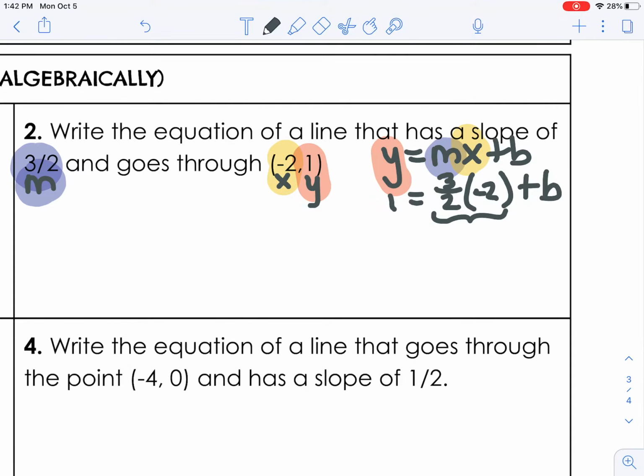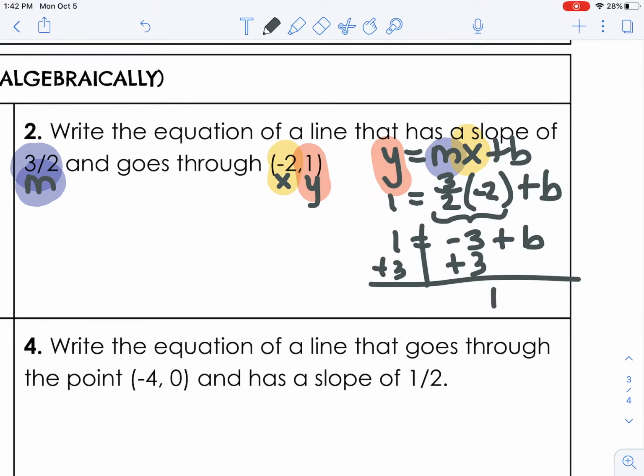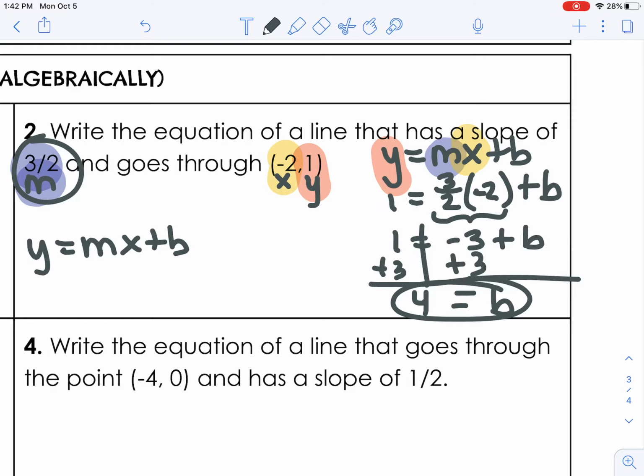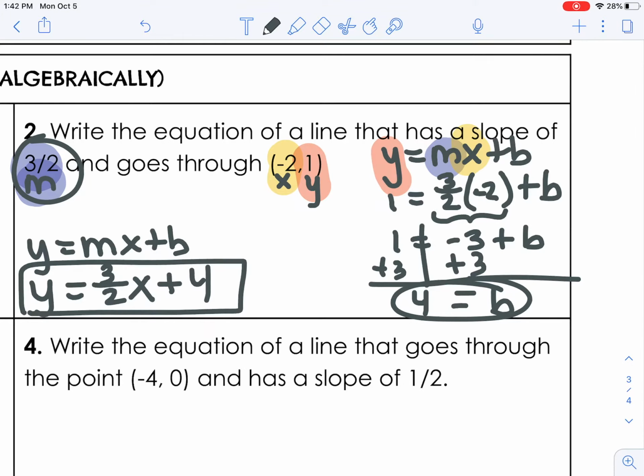So now we multiply these two. 3/2 times -2 is -3. You can use a calculator if you need it. And to get b by itself, this says -3 plus b. So to move a -3 over, we add it to both sides of the equals. So that means b equals 1 plus 3 is 4. So I'm going to write my equation. Step number 4 is to write the equation in slope-intercept form with the correct slope and the correct y-intercept. So this will be y equals 3/2 x plus 4. And that is my answer.